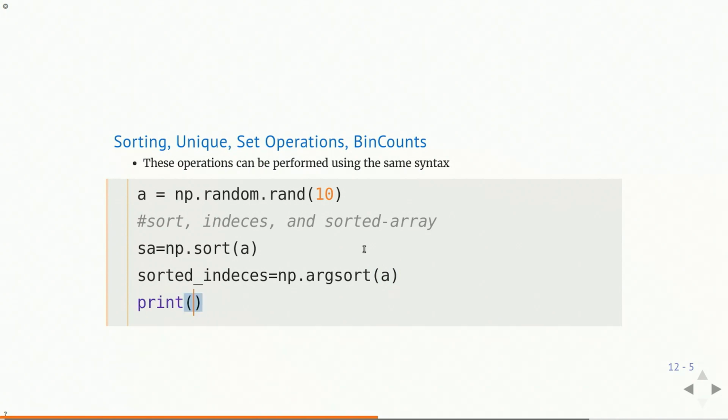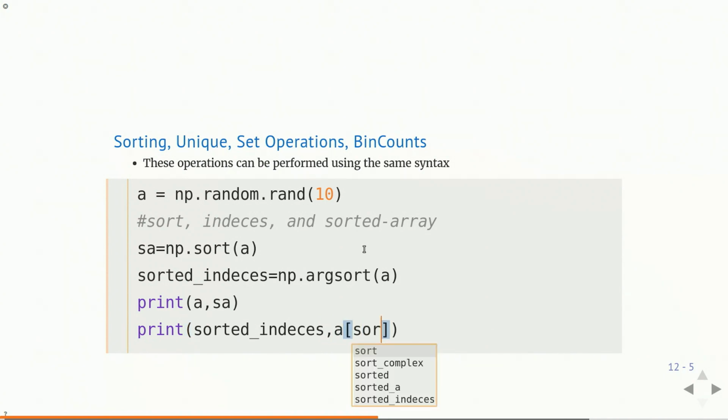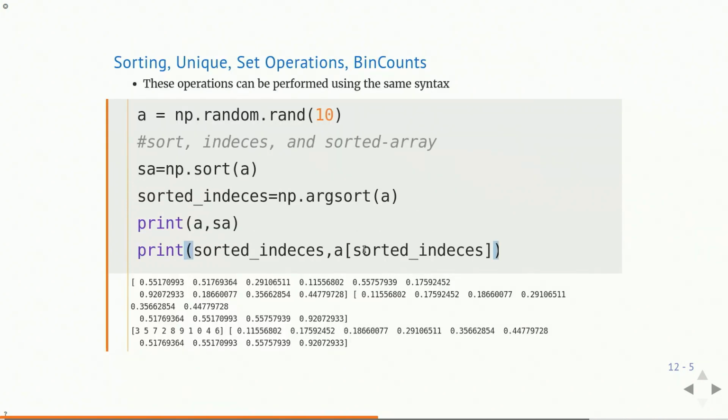So let's see, print a sorted a. This will be SA, the sorted array, and print sorted indices, and we can also print a sorted using the sorted indices. So here is the output. Here is my original array, and then here are its sorted values.